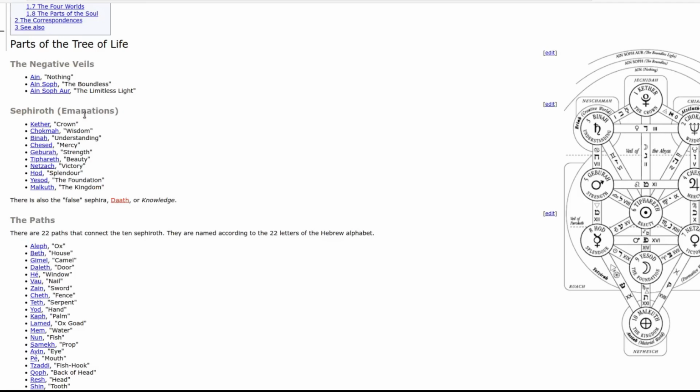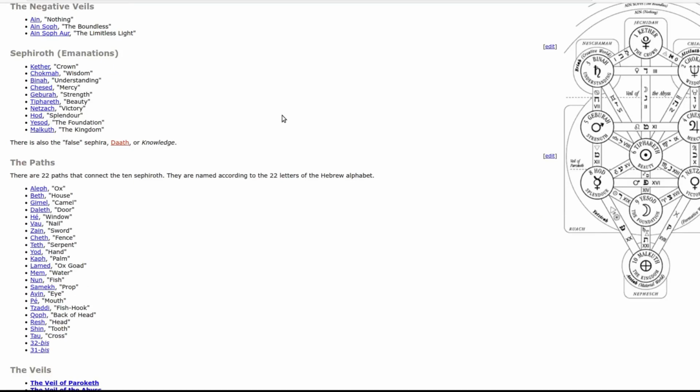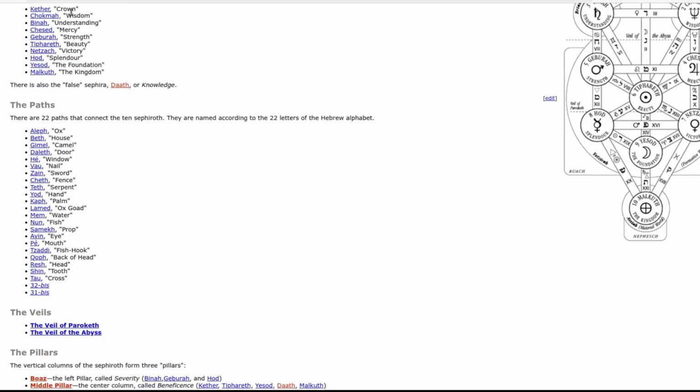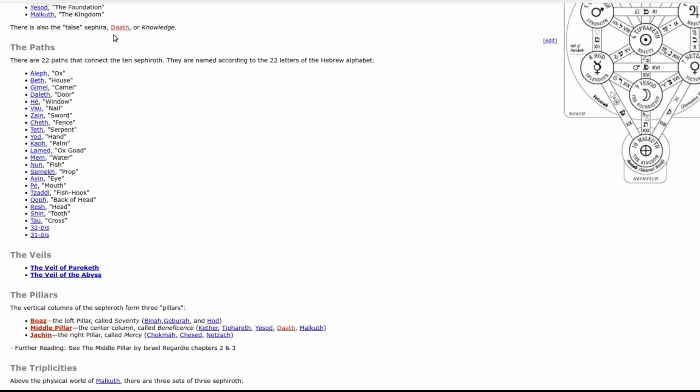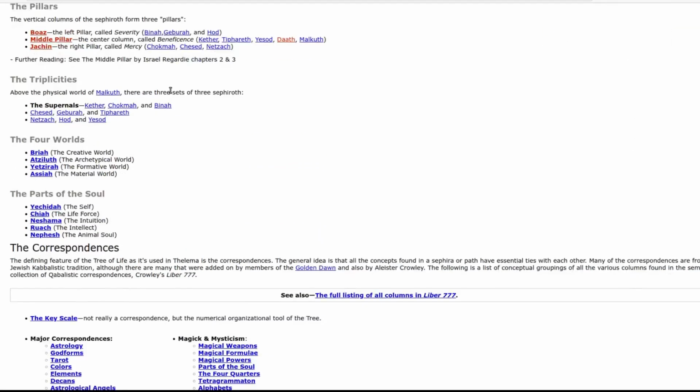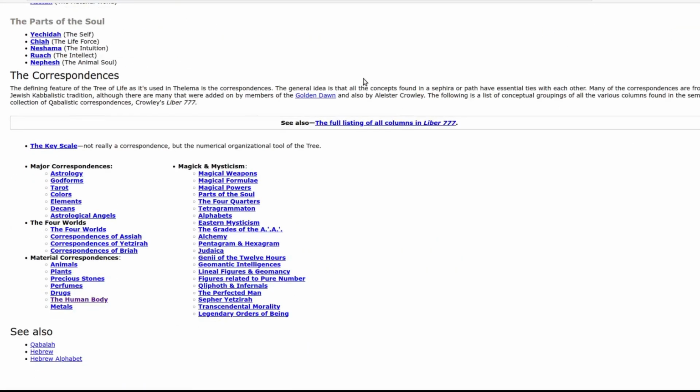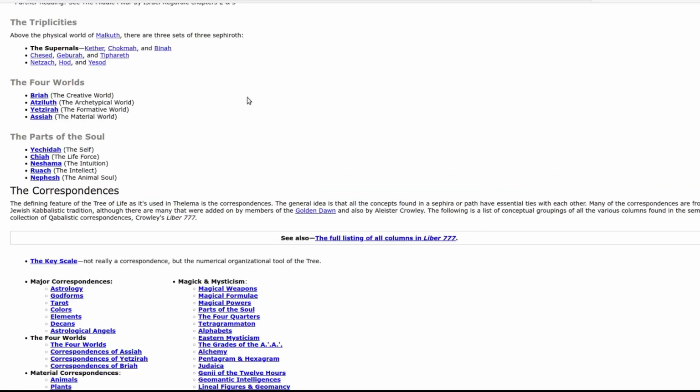For example, first we have the negative veils, the Ein Sof, and this is basically the nothing, the absolute nothing, the kind of nothing where even nothing doesn't exist, so to speak. Something like that. And then of course you've got the words for this in that. But what I'm interested in is not the Kabbalah per se, but I figured just take a look at this.